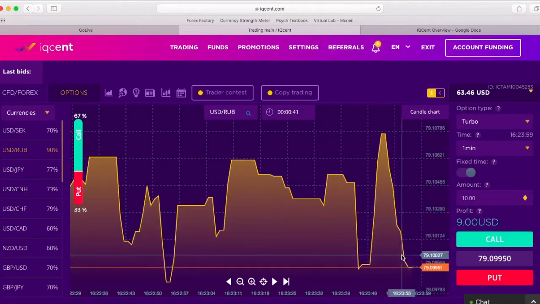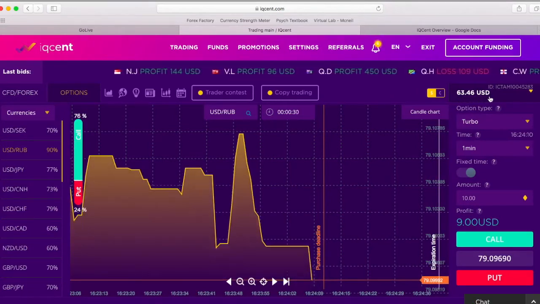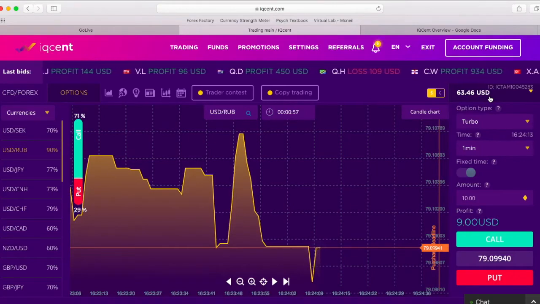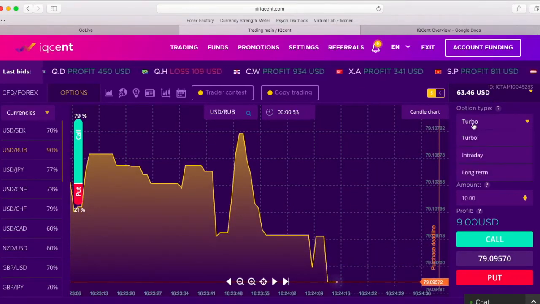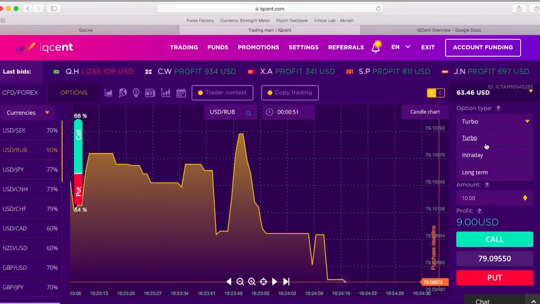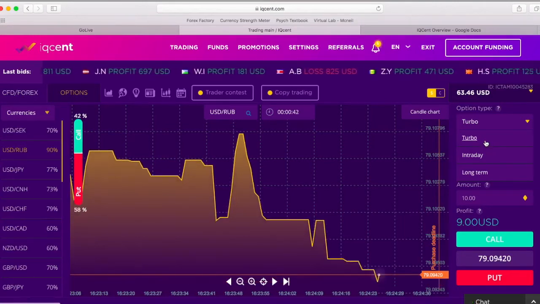So now I want to go over the right sidebar. So at the top, you're going to see the amount of money you have in your account to trade with. So this says 63.46 in my demo account. So for option type, we're going to leave it on turbo for right now because for the most part, that's what you're going to be using. But basically it's just showing you your options for the expiration times you set on your trade. So for turbo, that's your minute expiration times. For intraday, that's your hourly expiration times.